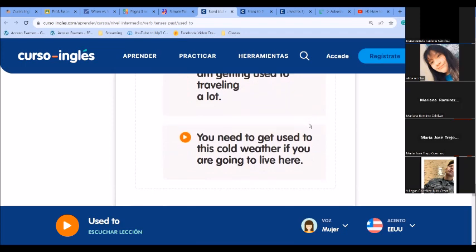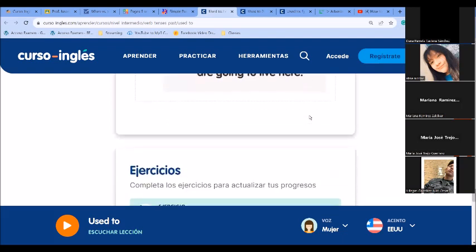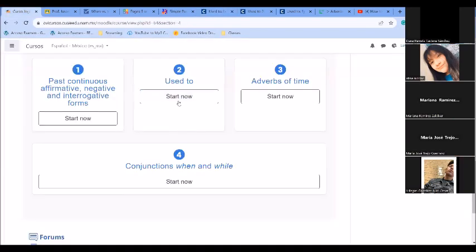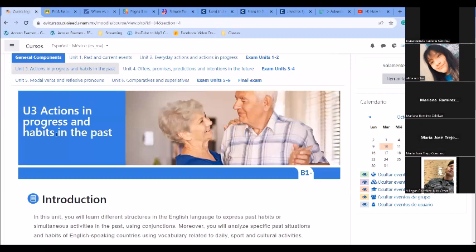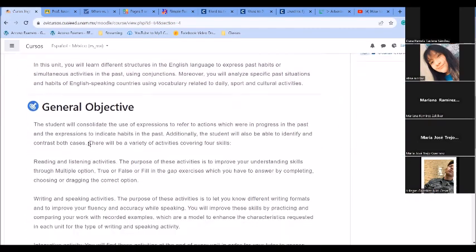And you need to get used to this cold weather if you're going to live here. I used to live in another country. It was warm and tropical. But living here requires a process of change, right? So all of these are expressions of how our past will have progress and habits. We'll have routines and have change.